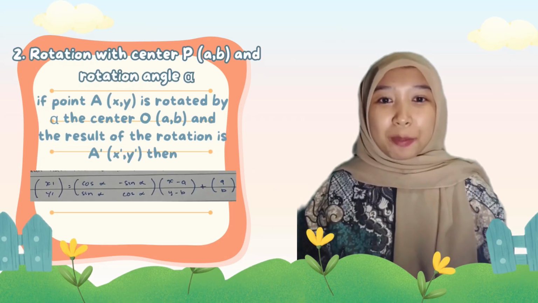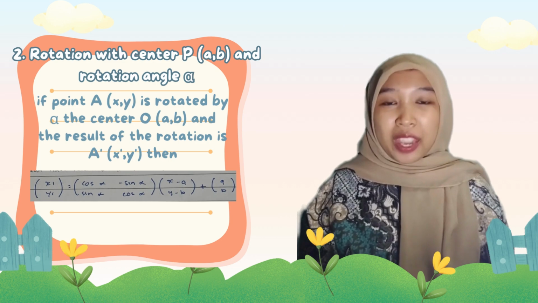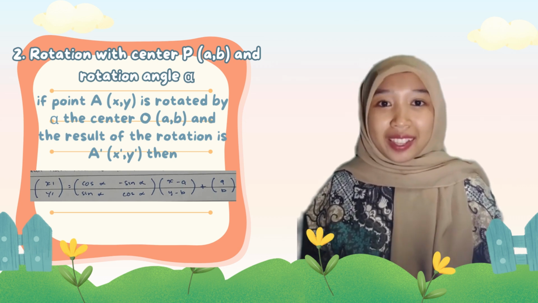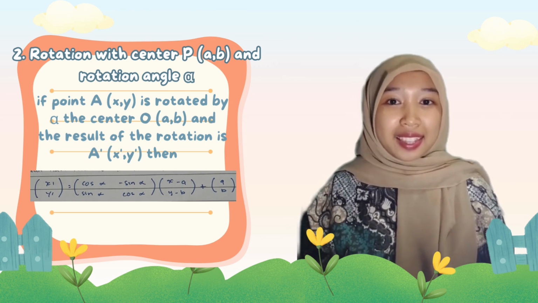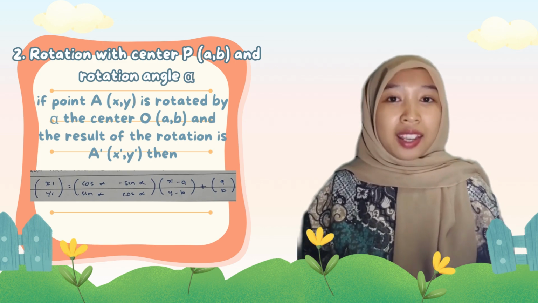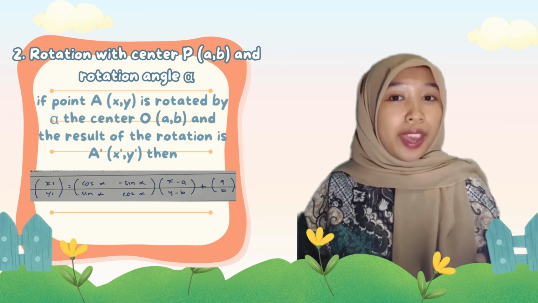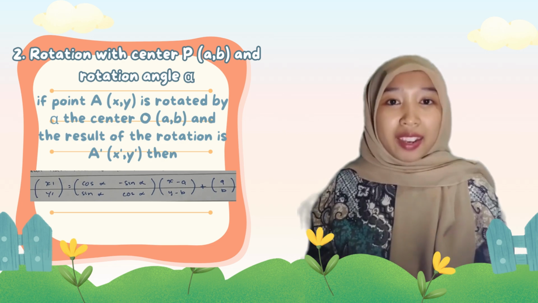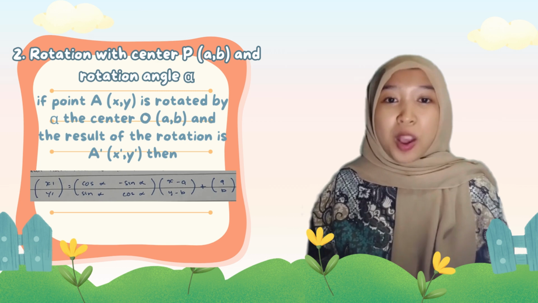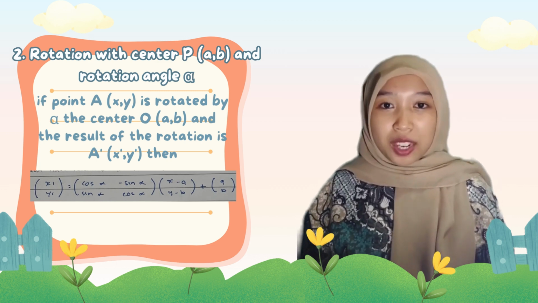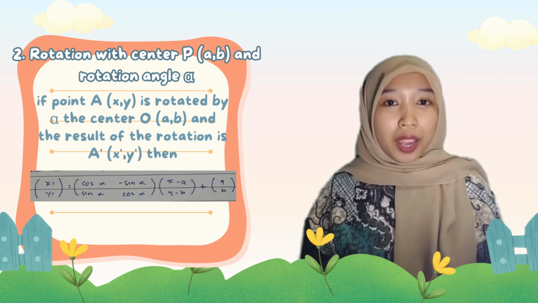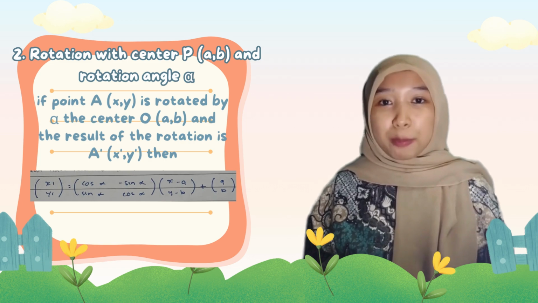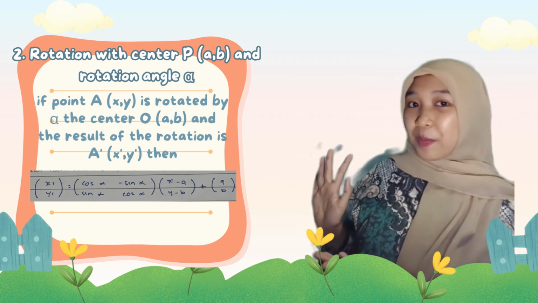Second, rotation with center P (a, b) and rotation angle alpha. If point A (x, y) is rotated by the center point P (a, b) and the result of the rotation is A' (x', y'), then the vector (x', y') equals the product of the 2 by 2 matrix with cosine alpha and negative sine alpha in the first row and sine alpha and cosine alpha in the second row, multiplied by vector (x - a, y - b), plus vector (a, b). The formula is like this.